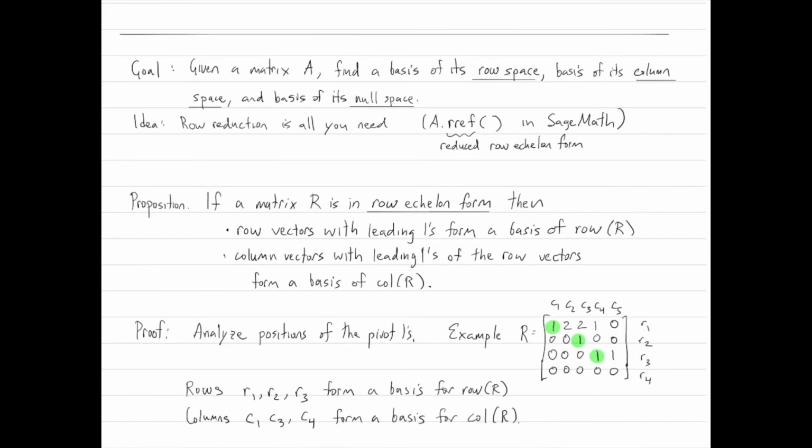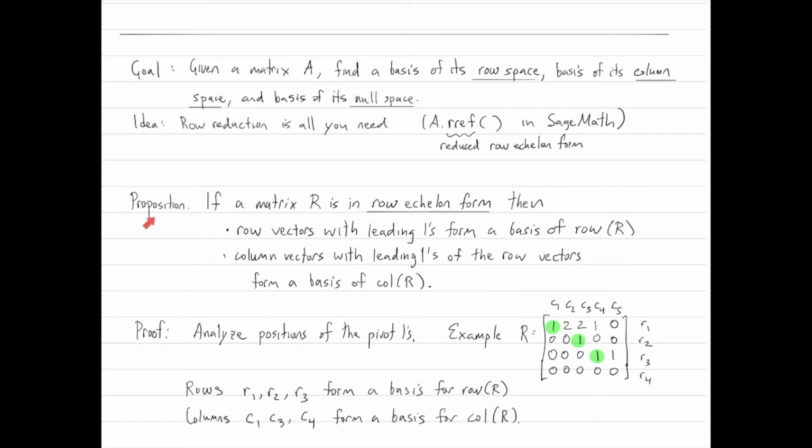In this section, we'll learn how to do the following. Given a matrix A, the goal is to find a basis of its row space, a basis of its column space, and a basis of its null space. And the miraculous idea is that row reduction is all you need. By row reduction in Sage Math, the command is, if you have your matrix A, you just do A dot ref parentheses, and this will return the reduced row echelon form. This is something we've been working with throughout the entire course, the reduced row echelon form.